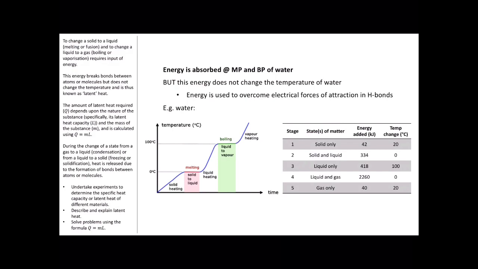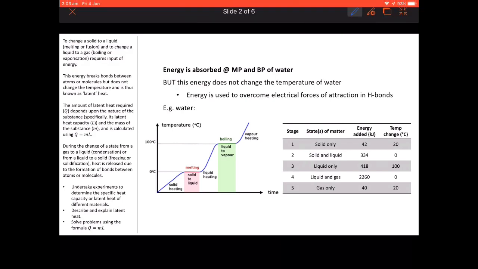The amount of latent heat required depends upon the nature of the substance, specifically its latent heat capacity, and the mass of the substance, and is calculated using this formula here. Latent heat equals mass times latent heat capacity.